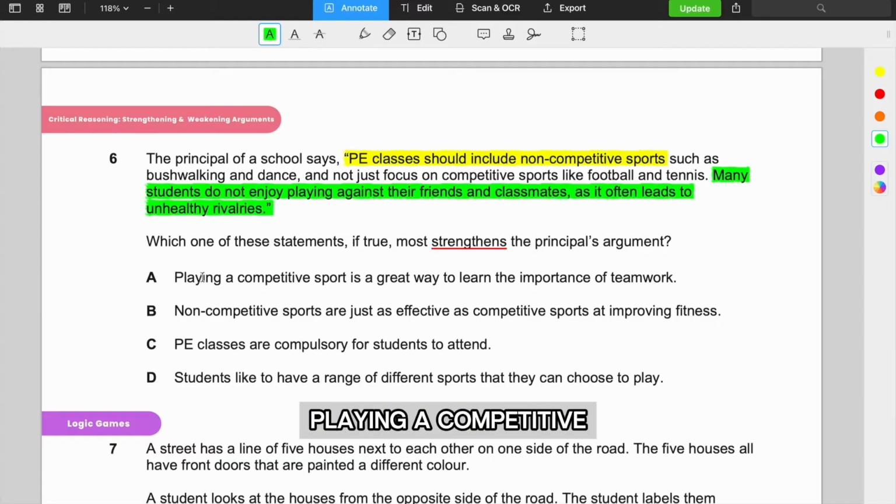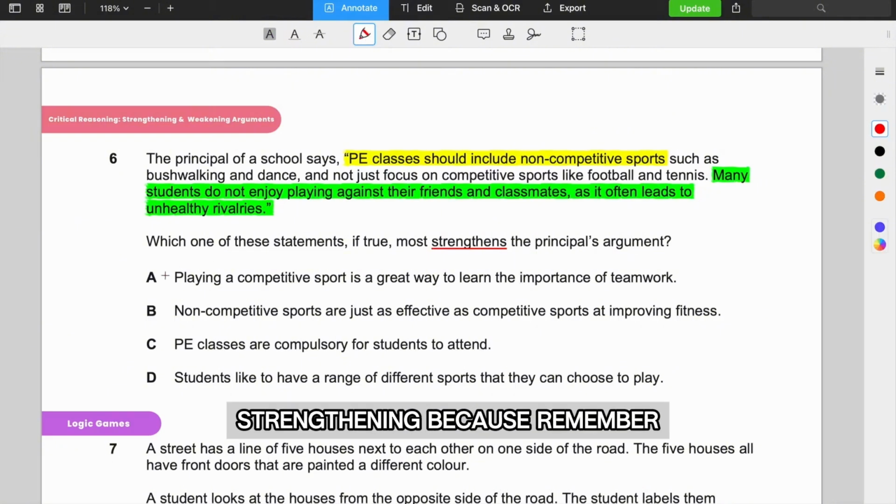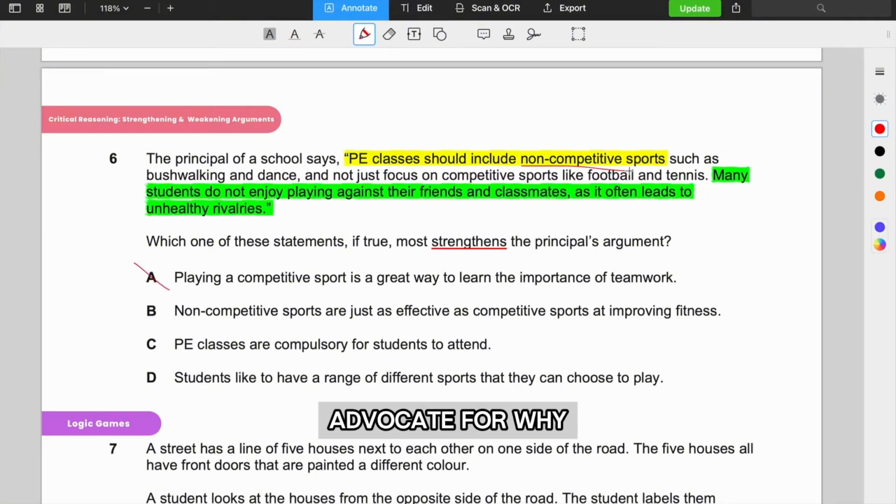Option A, playing a competitive sport is a great way to learn the importance of teamwork. This is not strengthening, because remember, we're trying to advocate for why non-competitive sports, so sports that don't involve competition, should be included, okay? B, non-competitive sports are just as effective as competitive sports at improving fitness. Perfect, right? This does strengthen the argument.